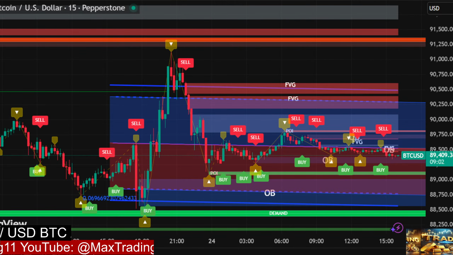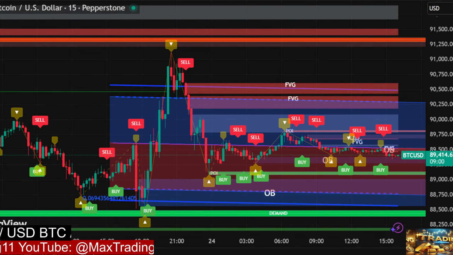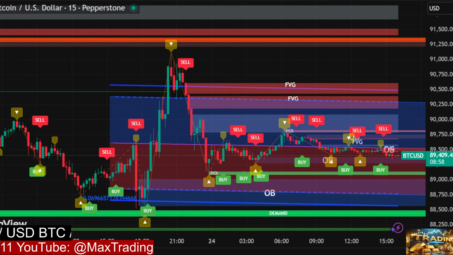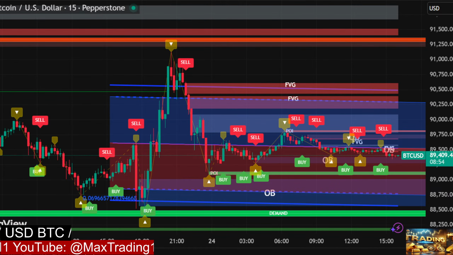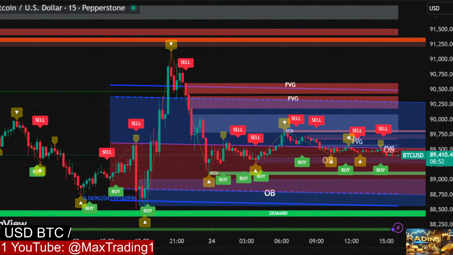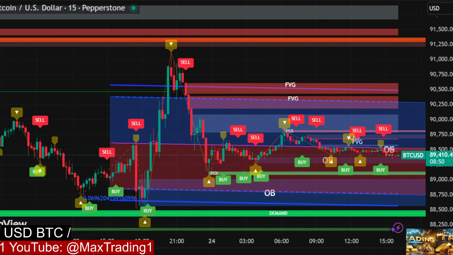Reading the charts, technical framework. Every trader needs a system, a structured way to interpret the market. Let's go over the most essential tools you should master. 1. Price action and market structure.